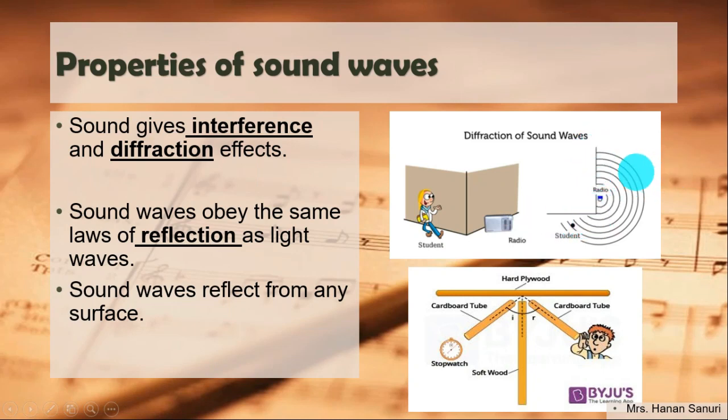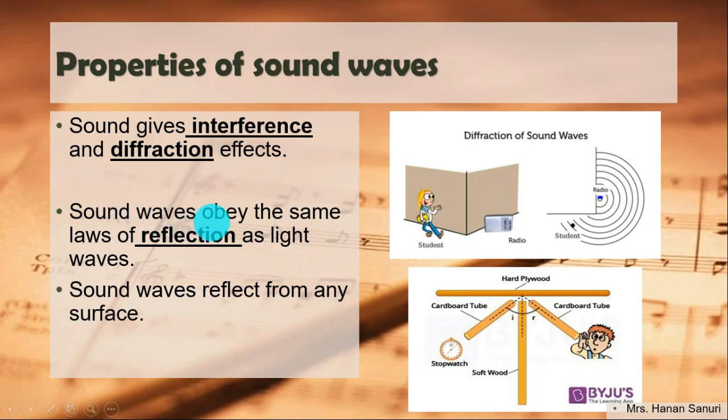Okay, so when a wave is moving and there's an obstacle or a small opening in front of the wave, what happens in this case? The wave will diffract. So if you are standing here and there's a radio here, the sound can reach your ear. How? Because the sound wave can diffract. This is one of the properties of sound waves. Second one, interference. Interference means when two different sound waves interfere with each other. So also, sound waves can interfere.